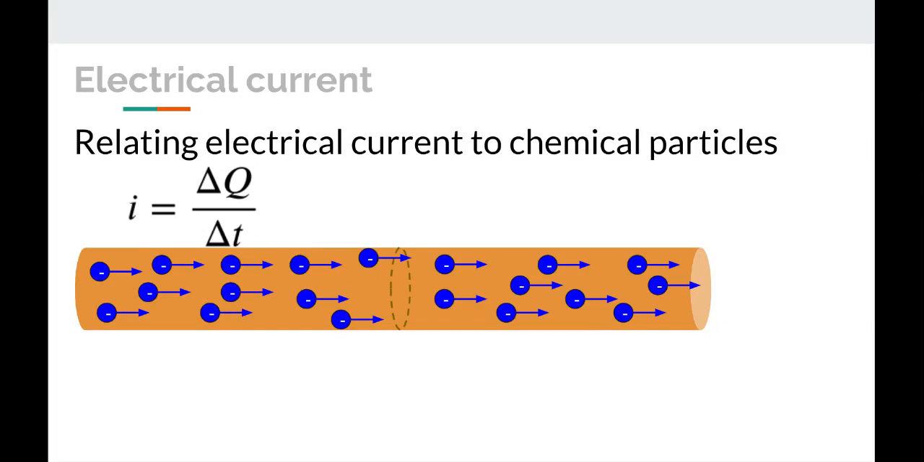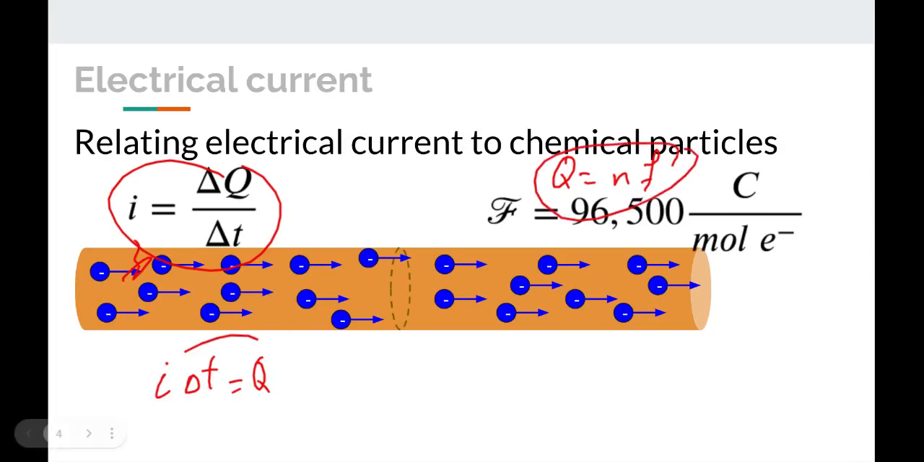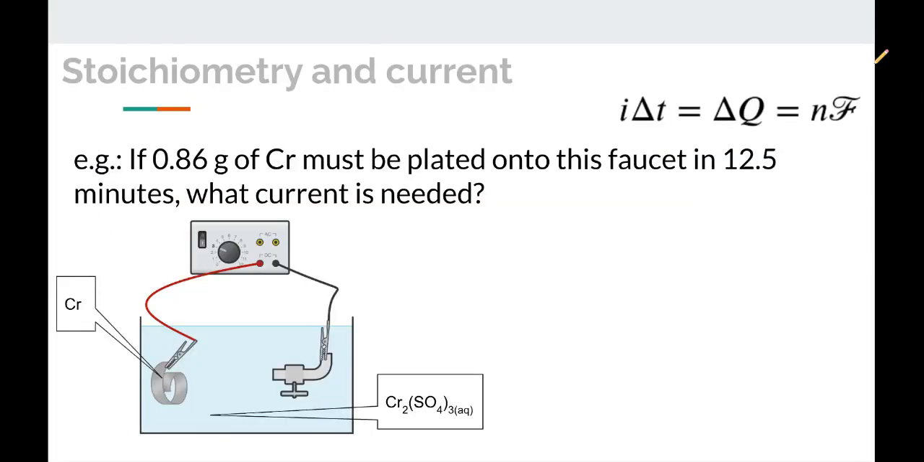So remember, current is defined as the amount of charge that flows past a point in a given time, which is given by this equation here, I equals change in charge over change in time. And for every mole of electrons, the charge is 96,500 coulombs. So if we multiply both sides of this equation by delta T, we find that the current times time is charge, but also we realize that charge is equal to the number of moles of electrons times Faraday's constant. So if we equate these things, we have a relationship that links current to moles. Let's use this in some practical applications.